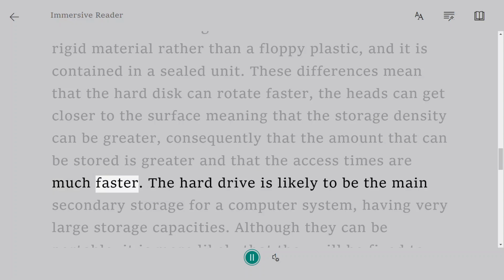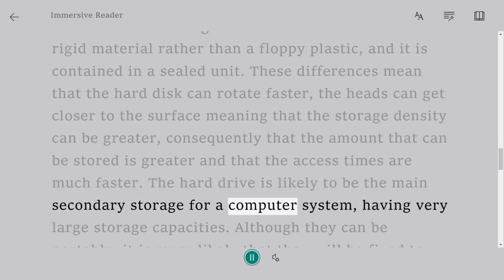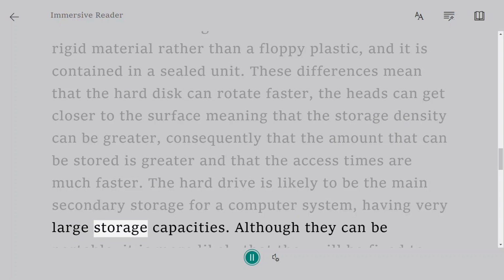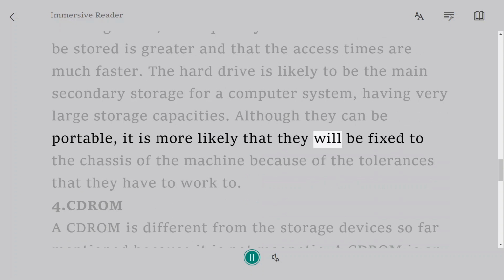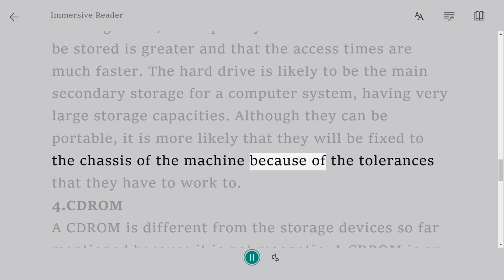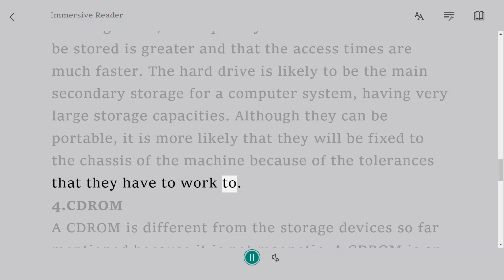And the access times are much faster. The hard drive is likely to be the main secondary storage for a computer system, having very large storage capacities. Although they can be portable, it is more likely that they will be fixed to the chassis of the machine because of the tolerances that they have to work to.